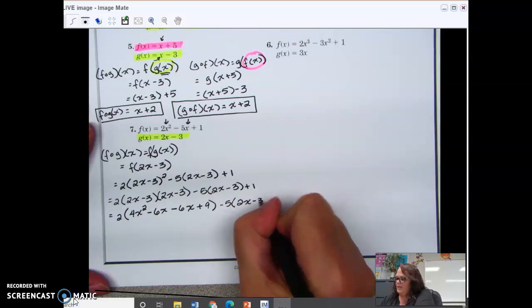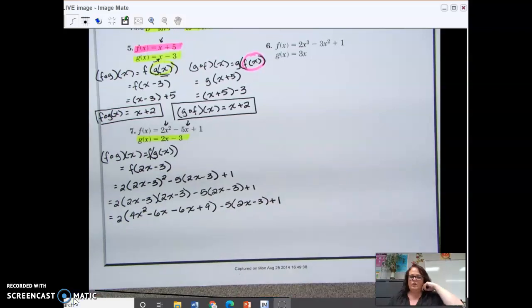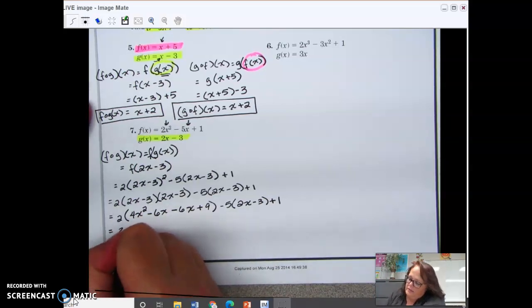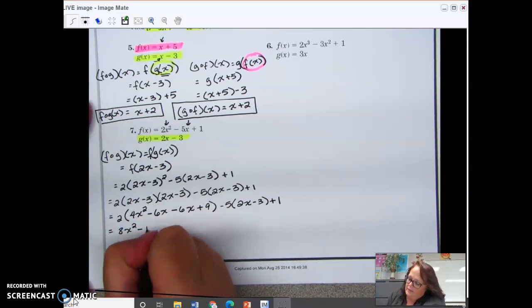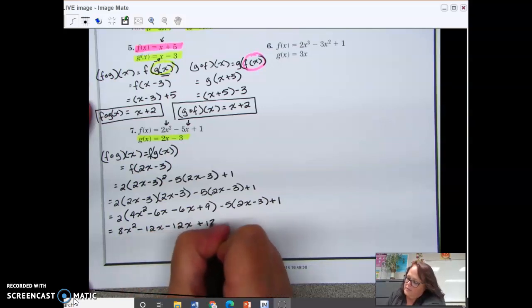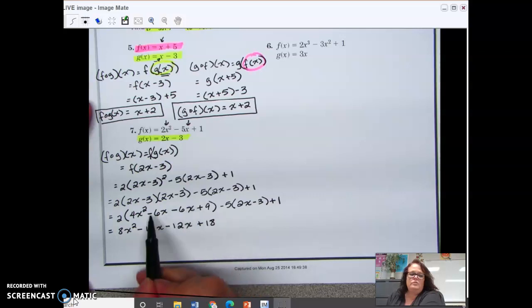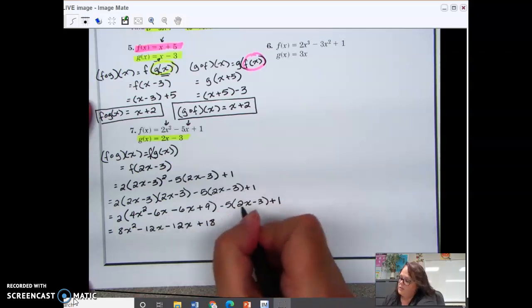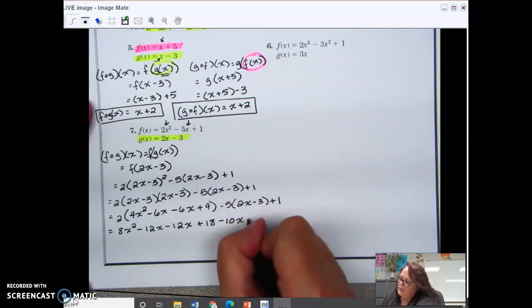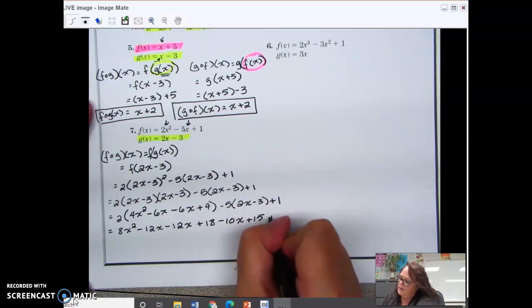All right, so if I go ahead and distribute that 2, that gives me 8x squared. That gives me negative 12x, negative 12x, and positive 18. By the way, you could have combined those negative 6x's first if you wanted to. Distributing the negative 5, I get negative 10x, and I get positive 15, and then I've got this 1 out by itself.